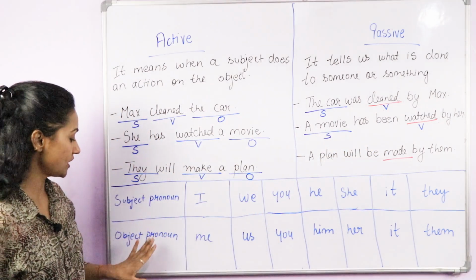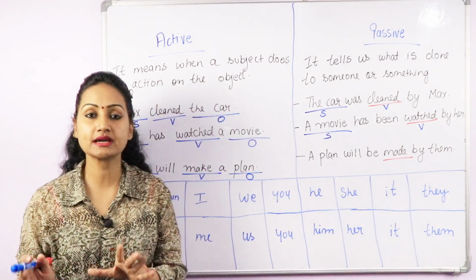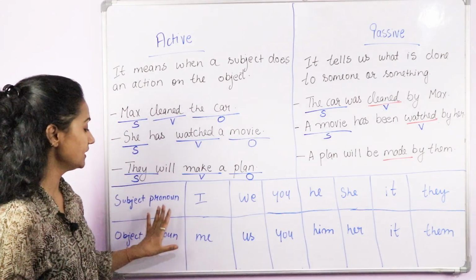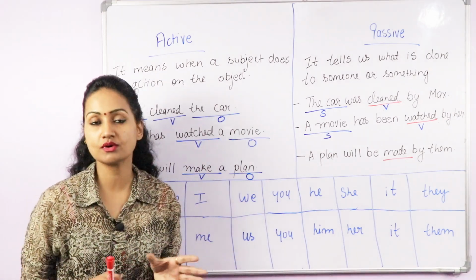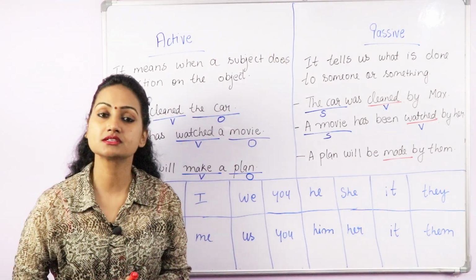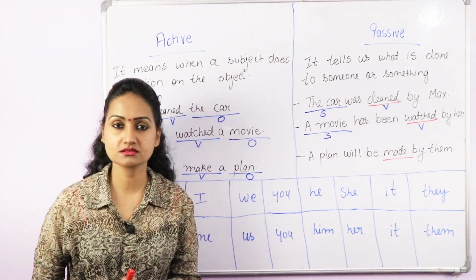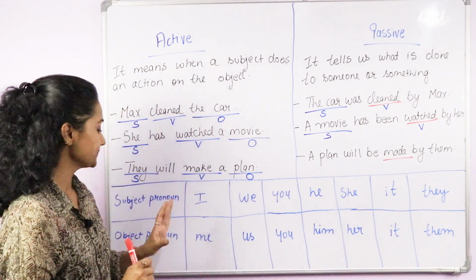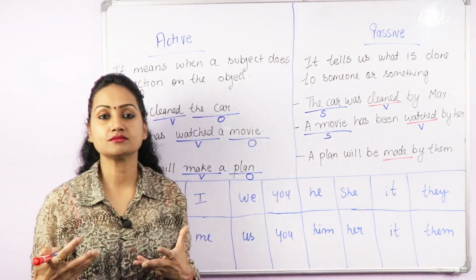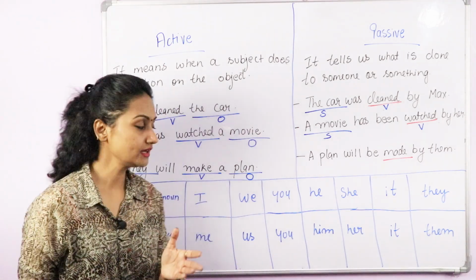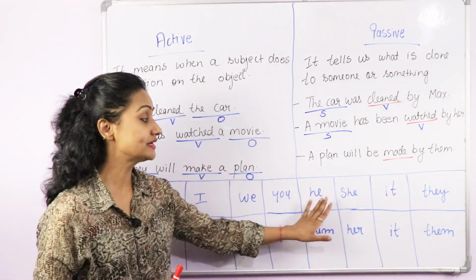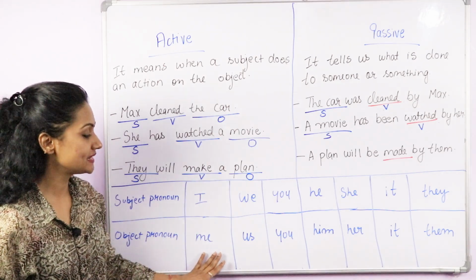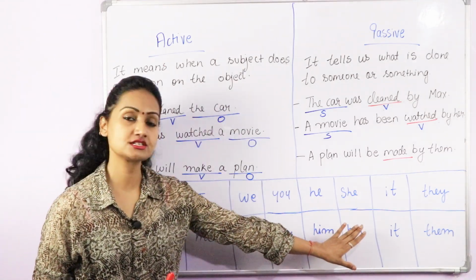These are subject pronouns and object pronouns. We have two types of personal pronouns: one is subject, another one is object. I have made a detailed video on pronouns. I will mention the link in the description box, and if you have not watched that video, please watch it. But just to give you an idea, subject pronouns are first person, second person, third person: I, we, you, he, she, it, they. And object pronouns are me, us, you, him, her, it, them.